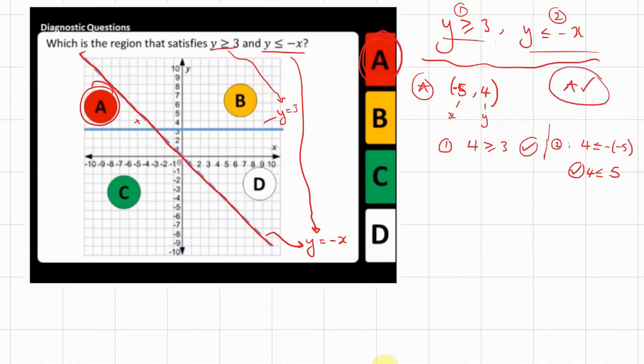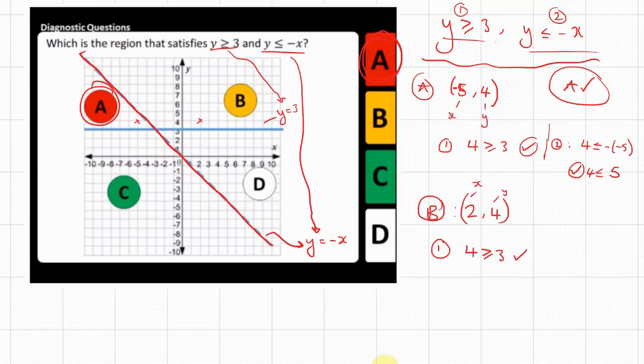Let's just go through one more example to show what would happen if it was wrong, and then I will leave you to do the rest if you want to. So let's say I picked B first. I'm just going to pick the coordinate 2, 4, because that's in region B. Now I'm going to check inequality 1 to see if this works. So this is x and this is y. So I'm checking, is 4 greater than or equal to 3?